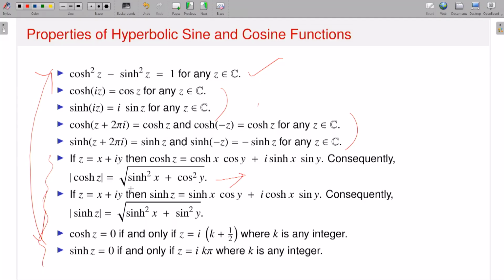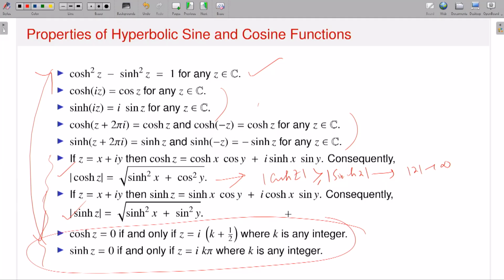Okay. So you can say that cosine hyperbolic z is greater than or equal to sine hyperbolic x, and this blows up as mod x approaches infinity. Therefore, this is unbounded, this is unbounded. These are the zeros, like in the sine and cosine functions. So most of the properties are there. Of course, I have just listed a few of them, there could be many. Okay.